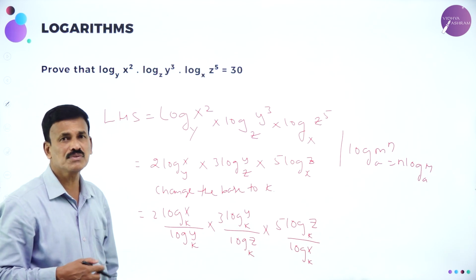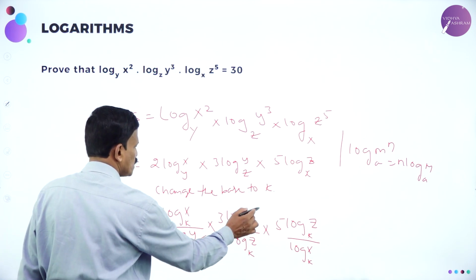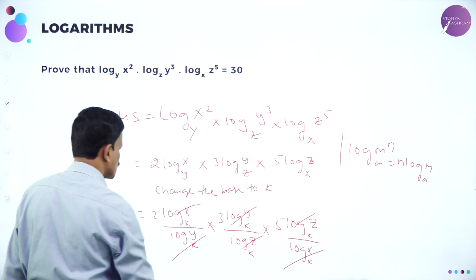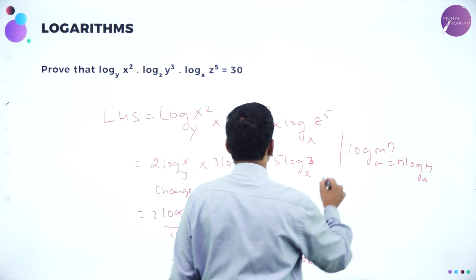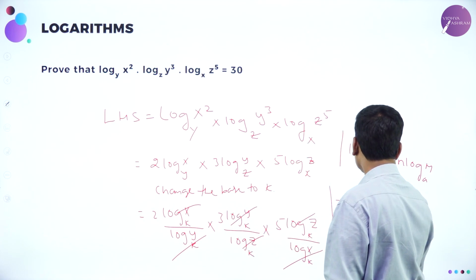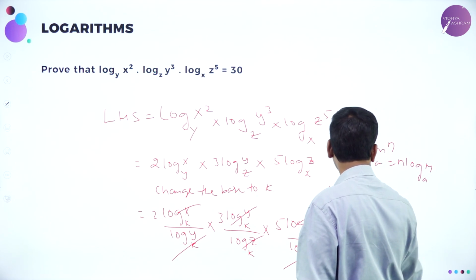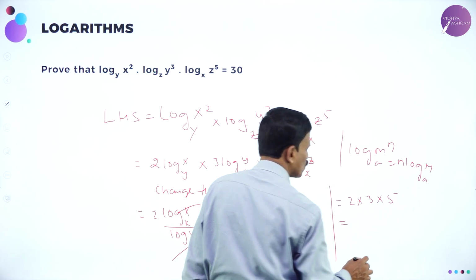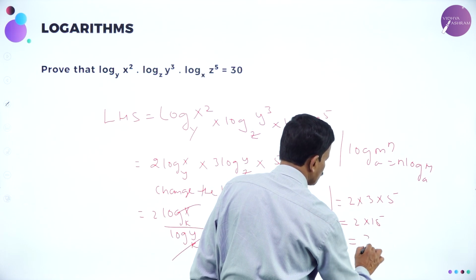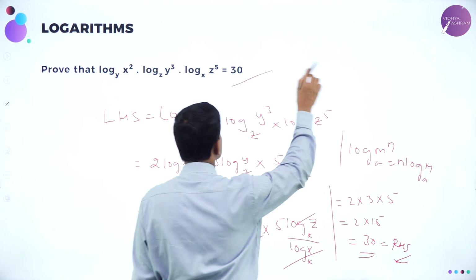Now cancel the terms which get cancelled. So what happens here? See, log y to base k, log y to base k, log z cancel, log x to base k gets cancelled. What is left over? 2 into 3 into 5. So what is this equal to? 5 3s are 15, 15 into 2 is 30, which is the required RHS. That's it. The answer is 30.